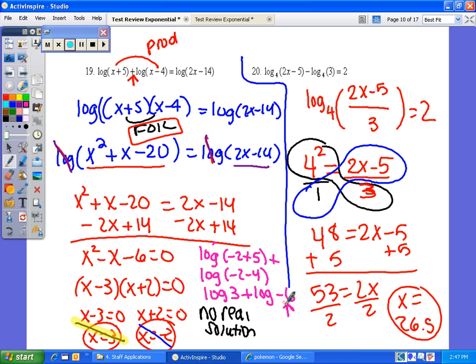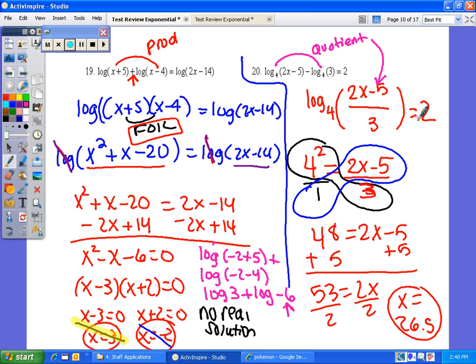On the other side, we have 2x minus 5 minus 3. Since they both have the same log, you're going to use the quotient formula. And the quotient rule is right here. So we have 2x minus 5 over 3.